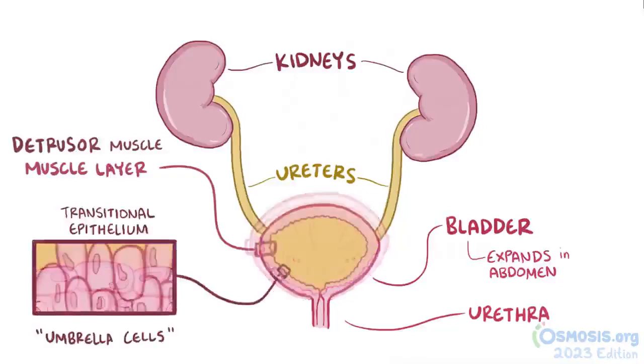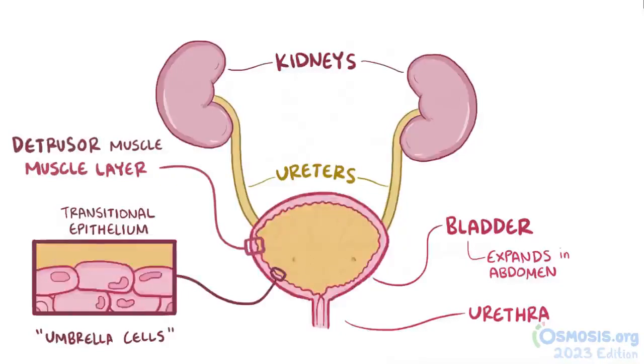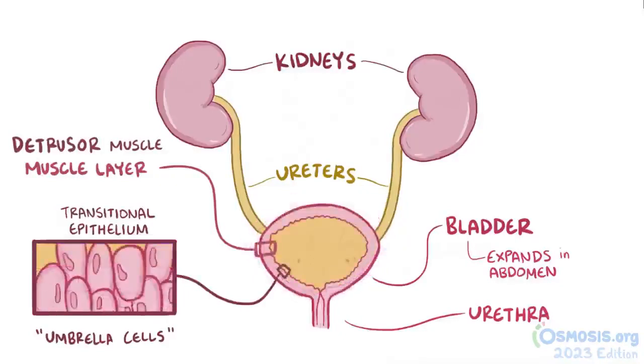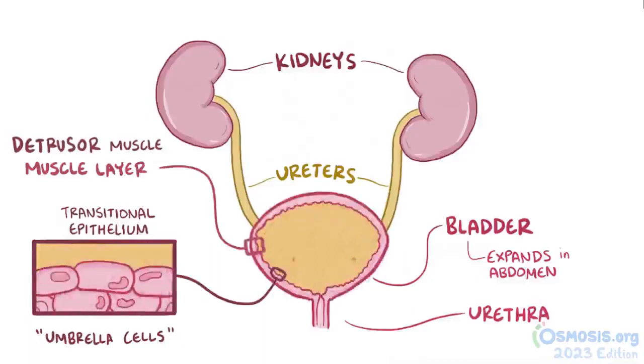These umbrella cells get their name because they physically stretch out as the bladder fills, just like an umbrella opening in slow motion. In a grown adult, the bladder can expand to hold about 750 milliliters, slightly less in women than in men, because the uterus takes up space, which crowds out the bladder a little bit.